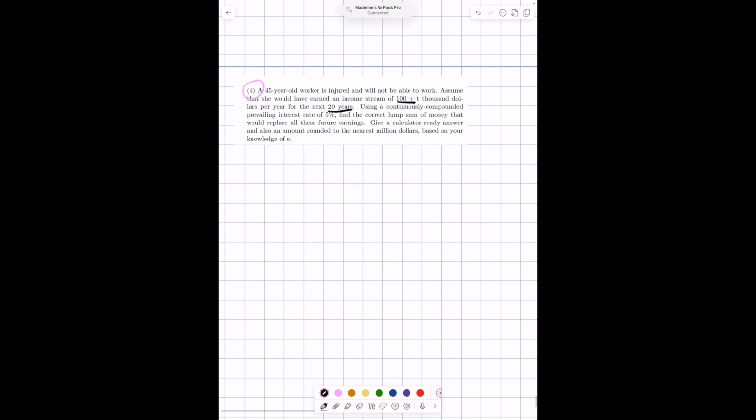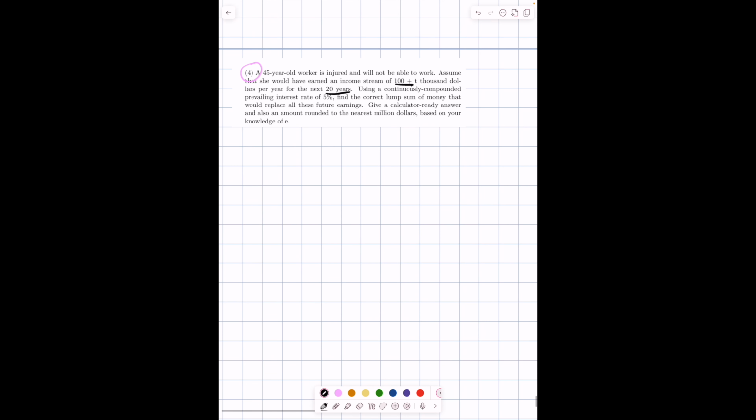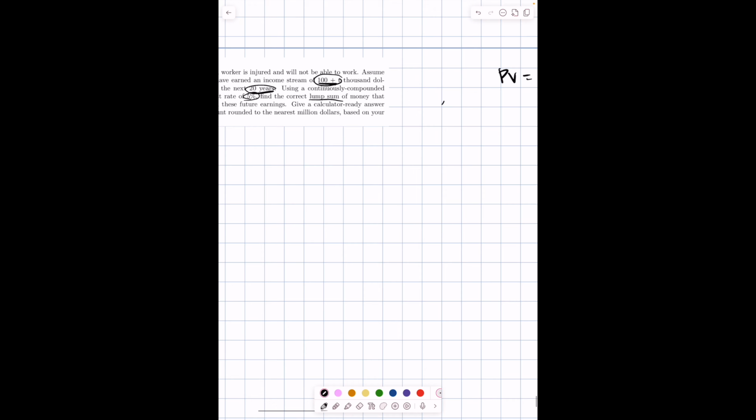The midterm review continued. I'm going to start with number four. Number four basically says a 45-year-old worker is injured and will not be able to work. Assume that she would have earned an income stream of this many dollars per year for the next 20 years, using a continuously compounded prevailing interest rate of 5%, and find the lump sum of money that would replace all of these future earnings.